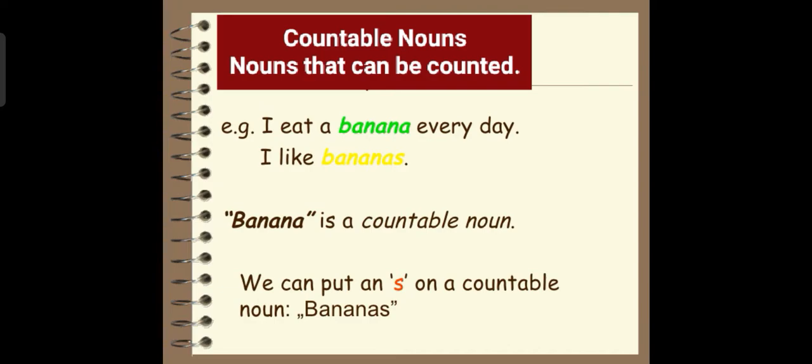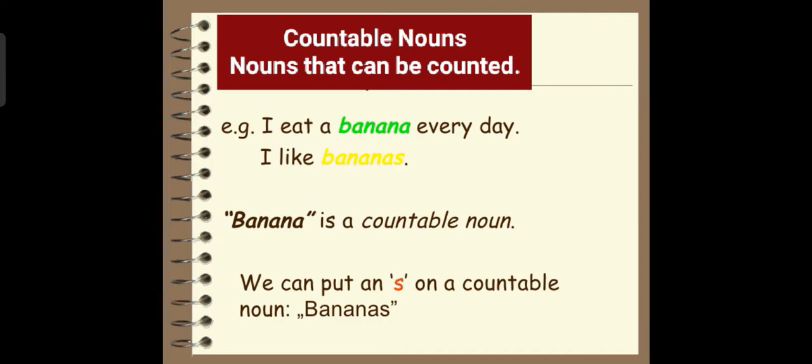It means a noun, the name of a person, place, animal or thing, that can be counted. Counted means गिनना, जिन्हें हम गिन सकते हैं. They are called countable nouns. For example, I eat a banana every day. A banana means one in number. I like bananas. Banana is a countable noun.